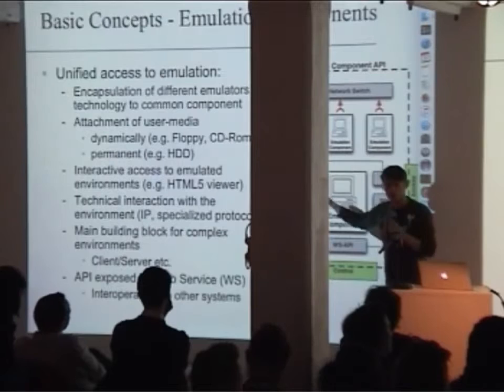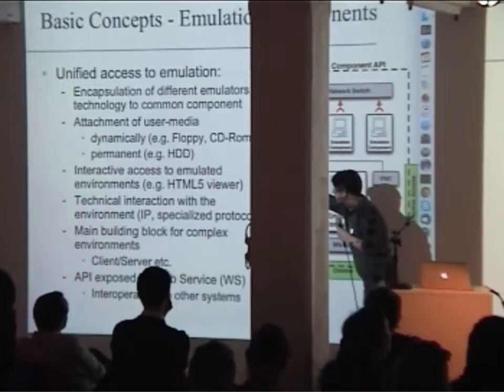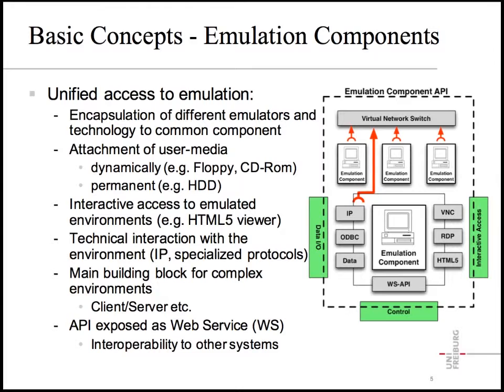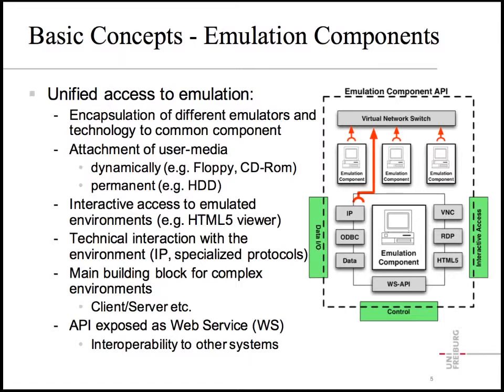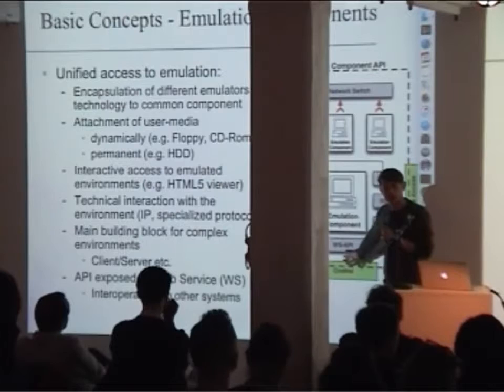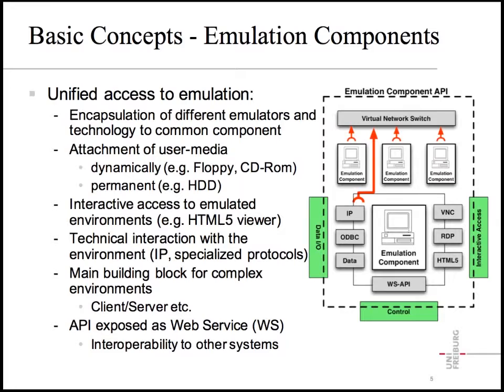So you have a data layer, which allows you to attach user media like floppies, CD-ROMs, or hard disks, or even networking. We have an interactive access layer, which allows you to interact with the system running inside the emulator. And we have an API which enables you to control the emulator, so start, stop, change medium, and similar. So that's basically it.